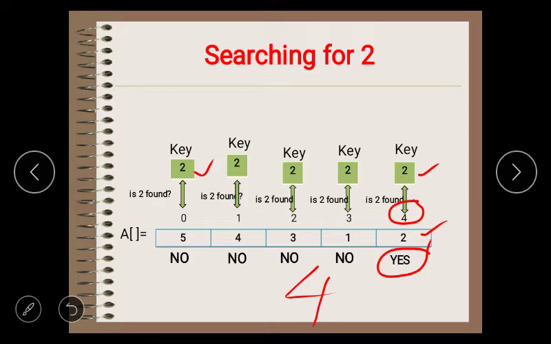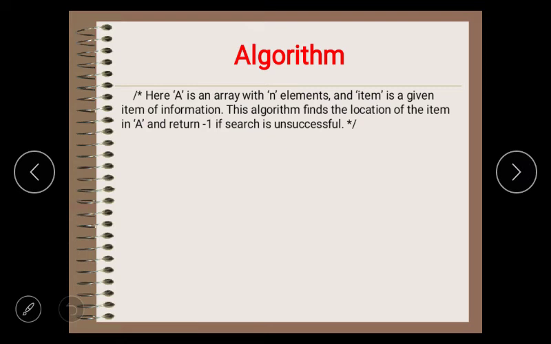Now we will see the linear search algorithm first. Here A is an array which has n elements, with item. The item is nothing but the key element, that is the search element which we are looking for.